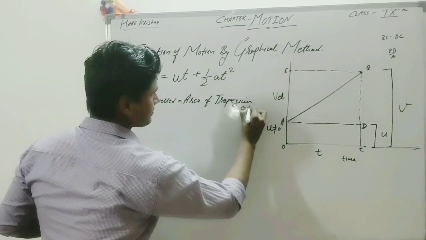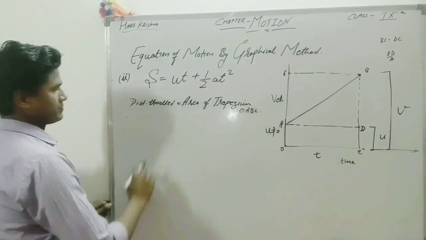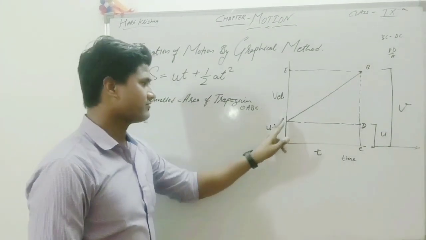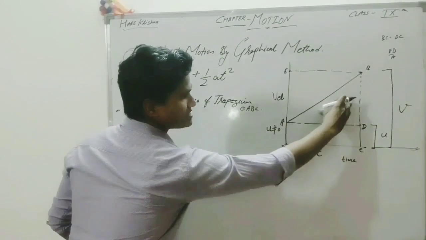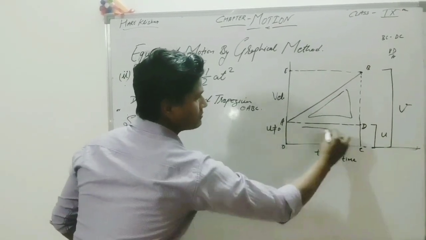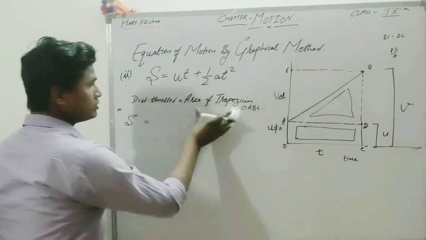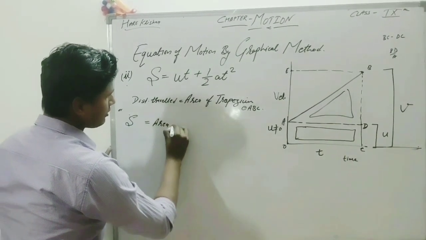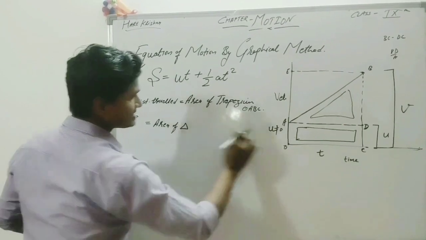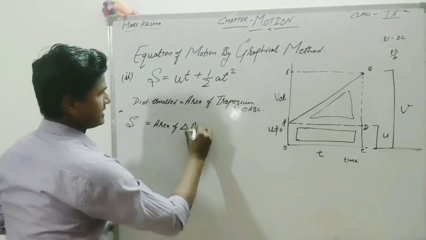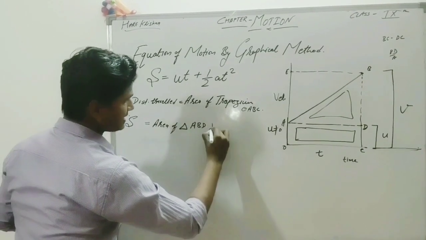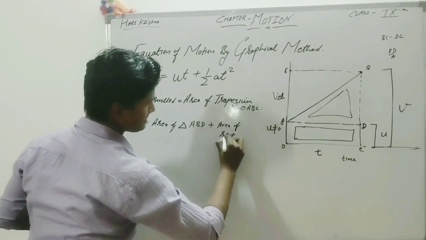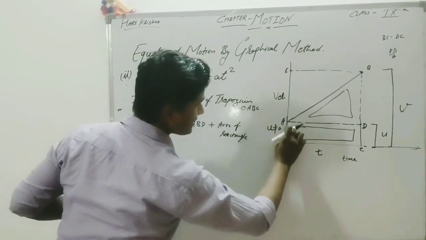OABC. If you observe the graph carefully, you can see there are two structures, one triangle and one rectangle. So we can break the trapezium into two parts and we can write S is equal to area of triangle, that is ABD, plus area of rectangle OADC.